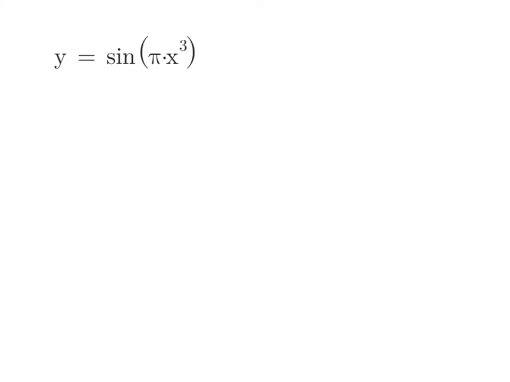First thing I'm going to do is let u be the inside part, that pi times x to the third. Then the differential of u, we use our power rule, bring the power down. 3 times pi is 3 pi x squared dx. Right? That is an important part about the differential, is including that dx when we take the derivative of that right side. Right? Now, going back to y, we can rewrite y in terms of u.